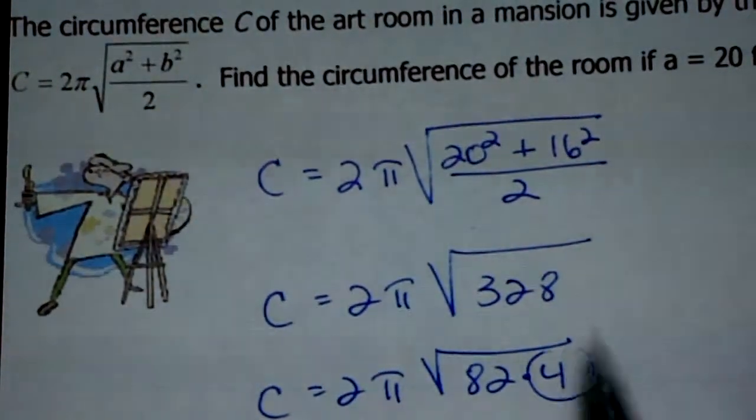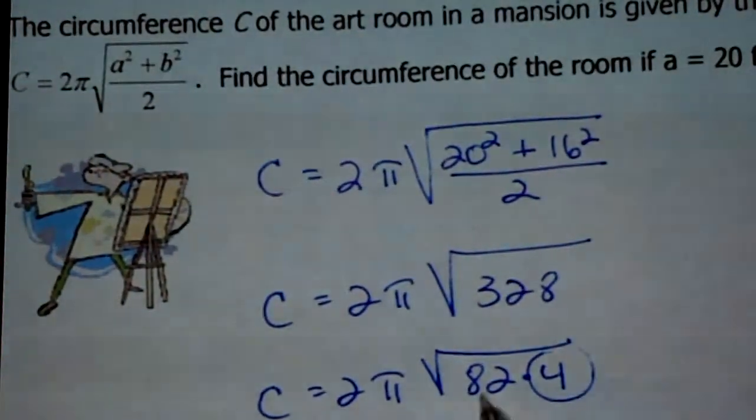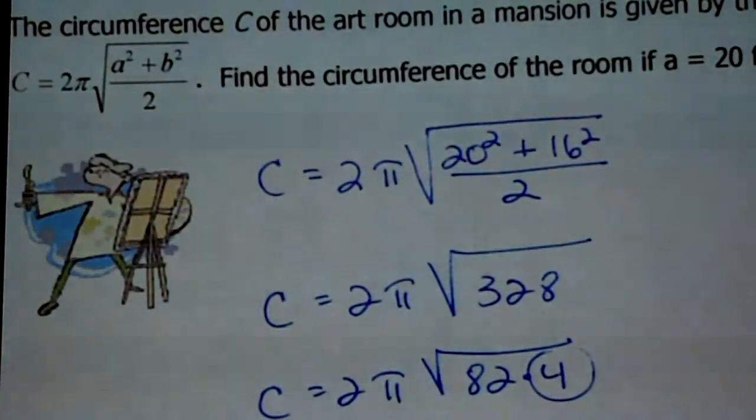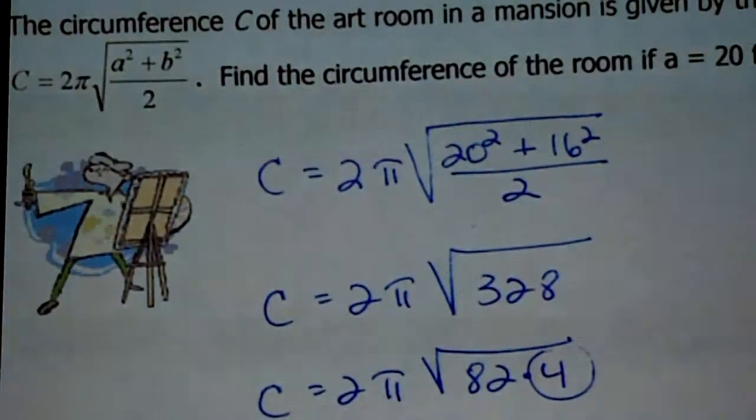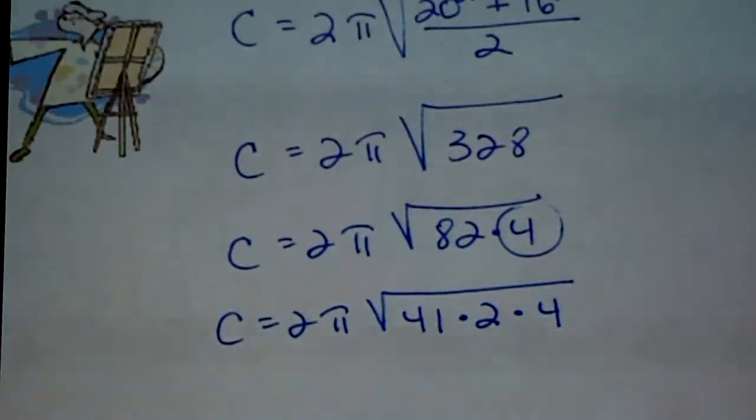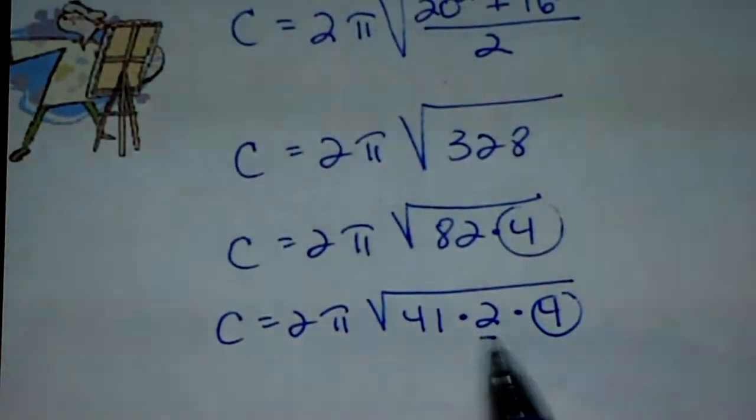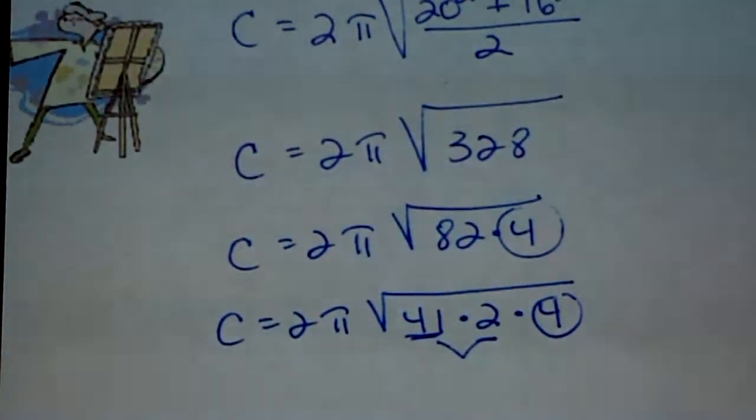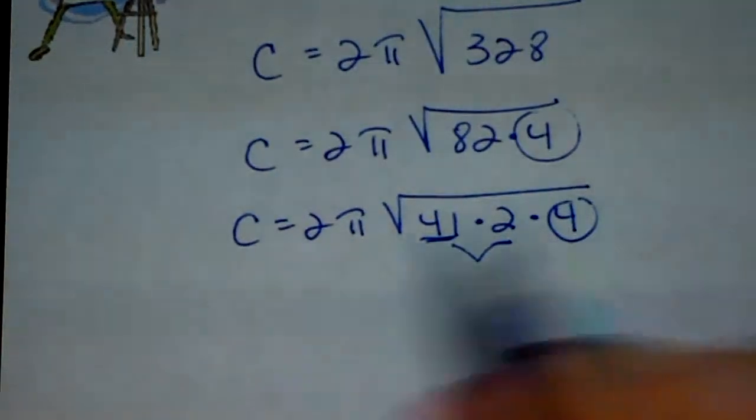For 82, let's keep going. So I know my 4 is good. I'm going to just kind of keep it in there for now. For 82, if you divide 82 by 2, you end up getting 41. So you would have 41 times 2 times 4. Okay, I know the 4 can come out. 2 is prime, right? Isn't 41 also prime? So that means that these stay. The square root of 4 is the only one that gets to come out. So let's let the square root of 4 come out. When it comes out, it's going to come out as a 2.